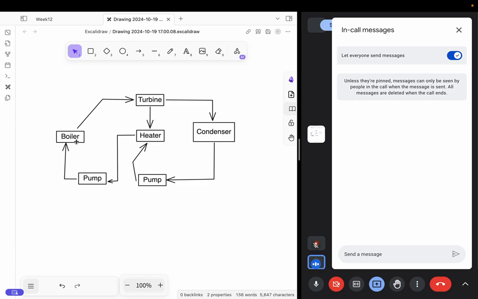So let's put the state numbers here so that it will be easy for us later. Let's say the inlet of the turbine is state 1, and whatever is going into the heater we'll call state 2, and whatever is going out of the turbine to the condenser we'll call state 3.